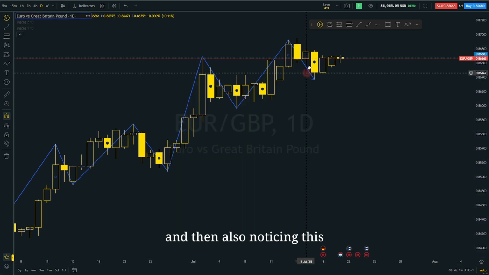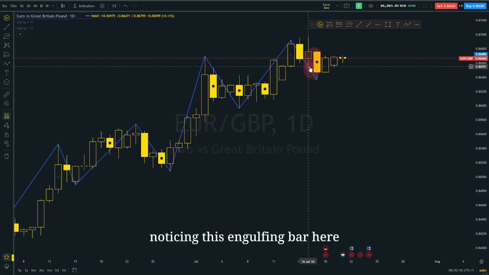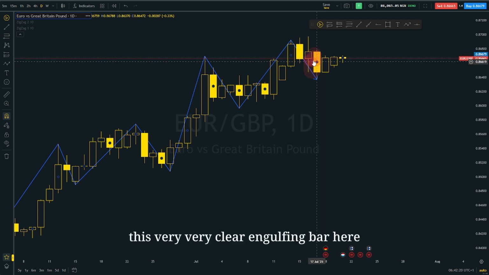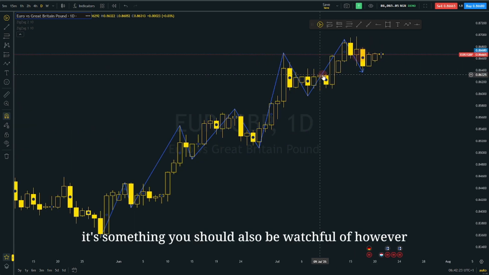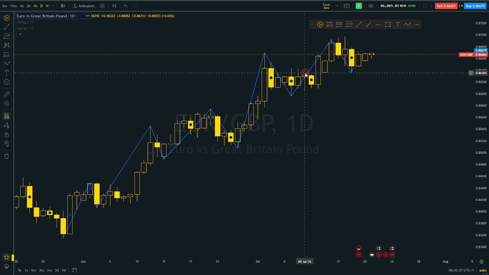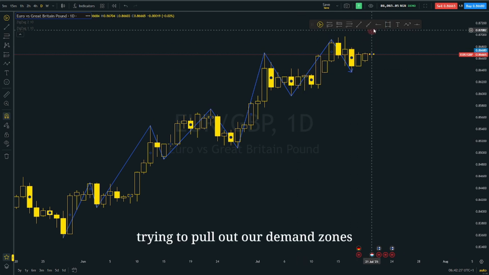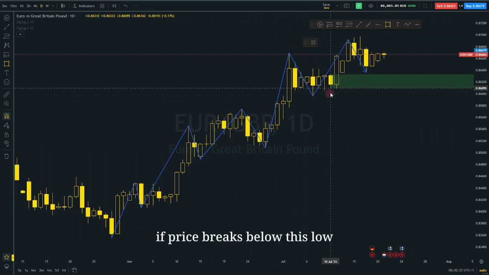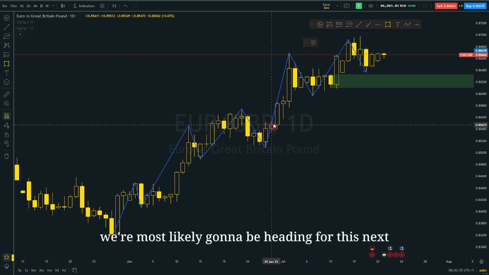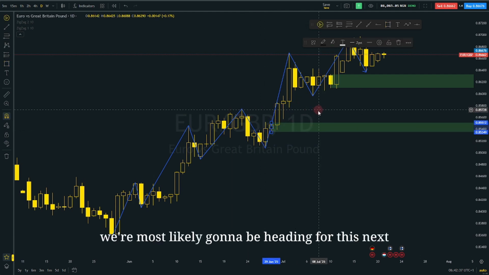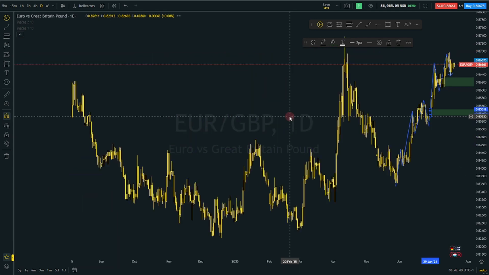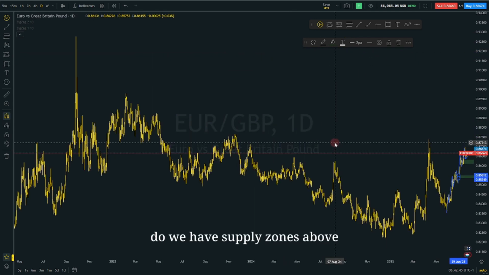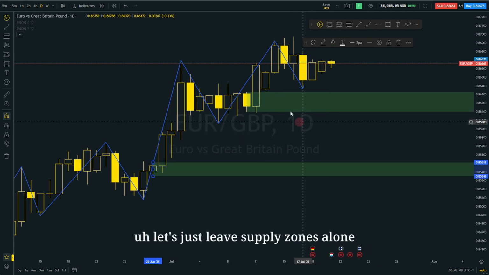And then also noticing this engulfing bar here. It's a very, very clear engulfing bar. It's something you should also be watchful of. However, trying to pull out our demand zones, we have this one. If price breaks below this low, we're most likely going to be heading for this next. So we have both zones out. Do we have supply zones above? Let's just leave supply zones alone.